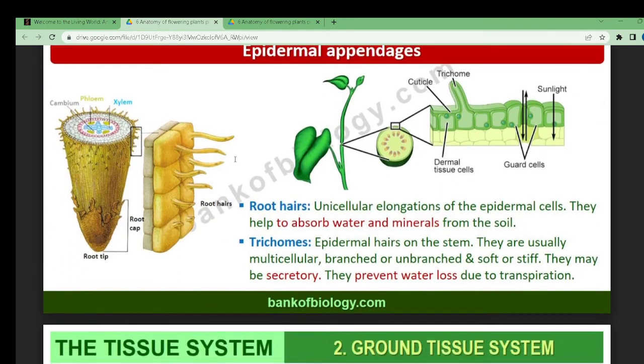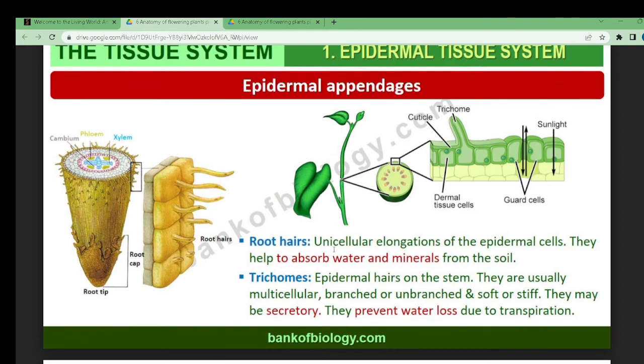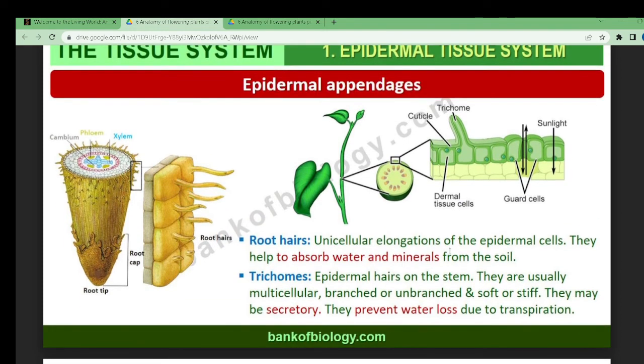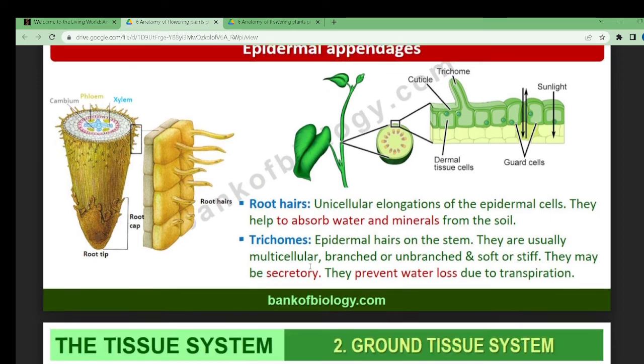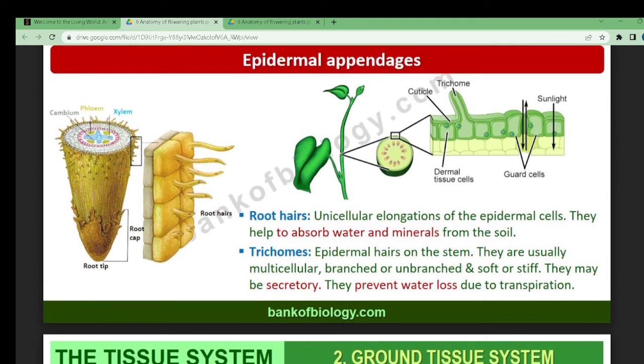Then we'll see the epidermal appendages. Root hairs are present, which are unicellular. When we see the root side, not the shoot side, some hairs are present to absorb water and minerals. And the trichomes, which are present on the shoot part, are nothing but epidermal hairs.